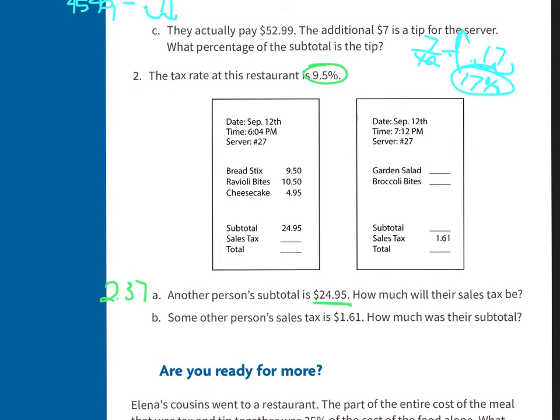Some other person's sales tax is $1.61. How much was their subtotal? So we're just going to divide again. $1.61 divided by 9.5%. We get $16.95.